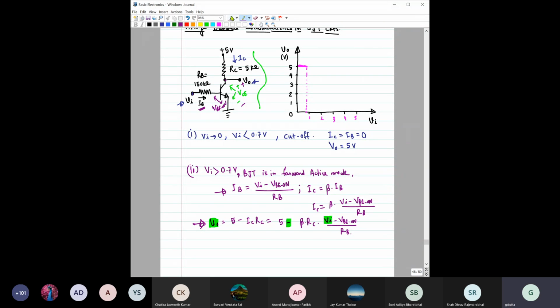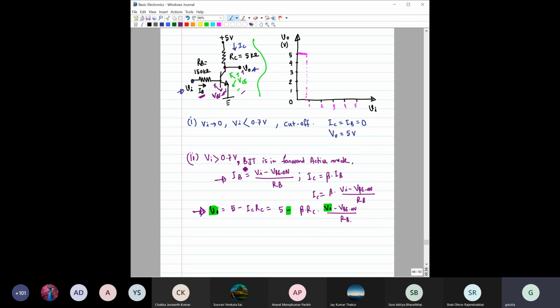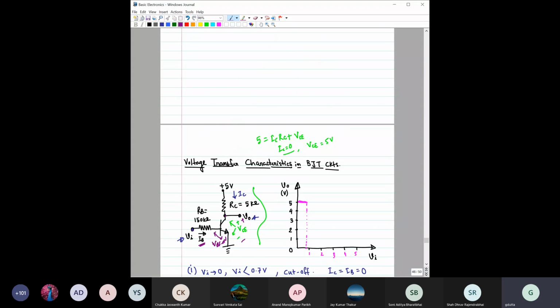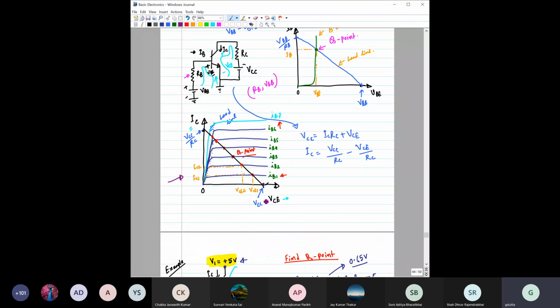Okay, if this part is clear to you, then we can say in the active region, the output voltage will fall linearly with changing this input voltage. Now the thing is, up to how far can it fall? Let me go back to this. The transistor will be in the forward active mode till this Q point. But when the Q point shifts to here, it goes into the saturation region.